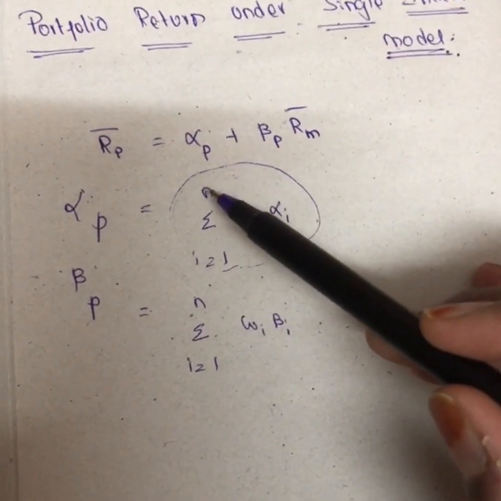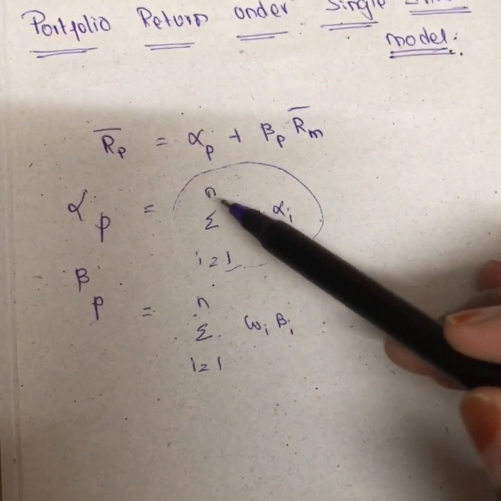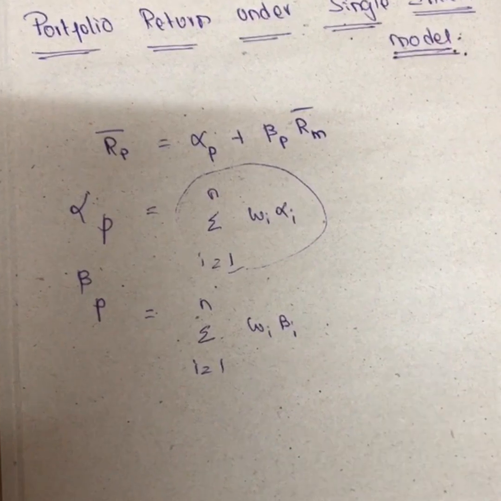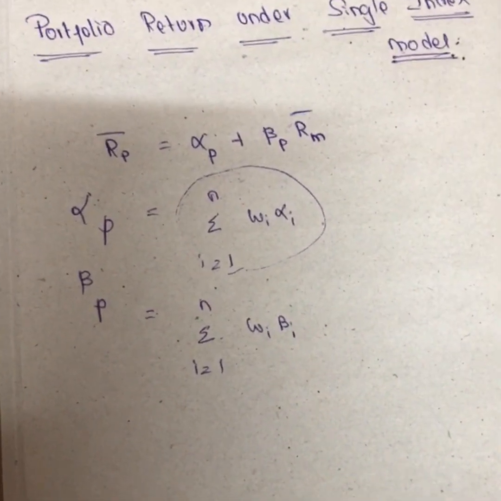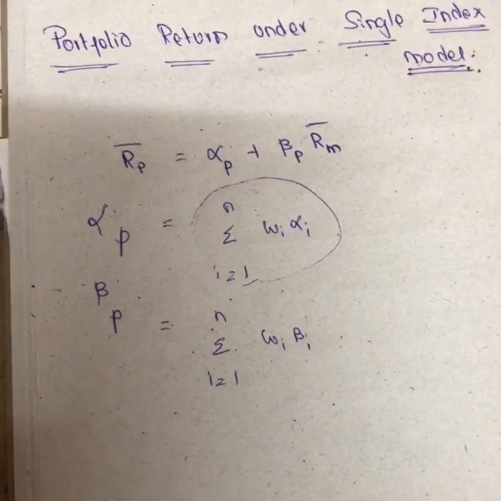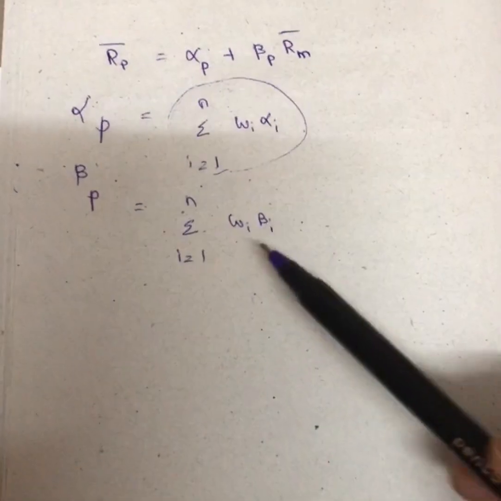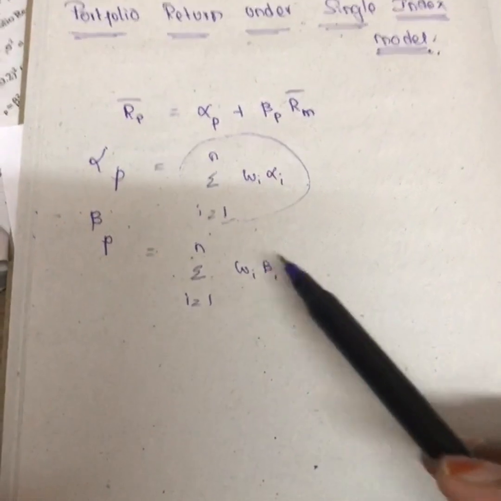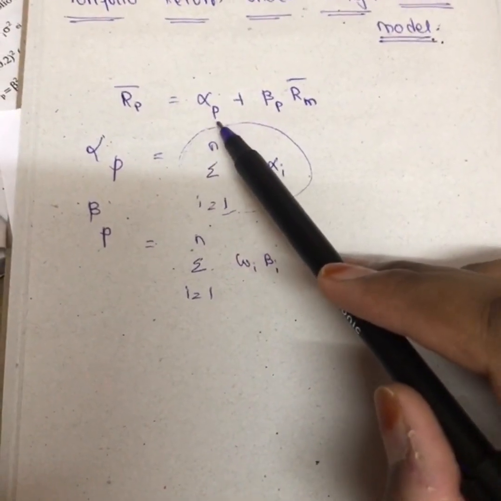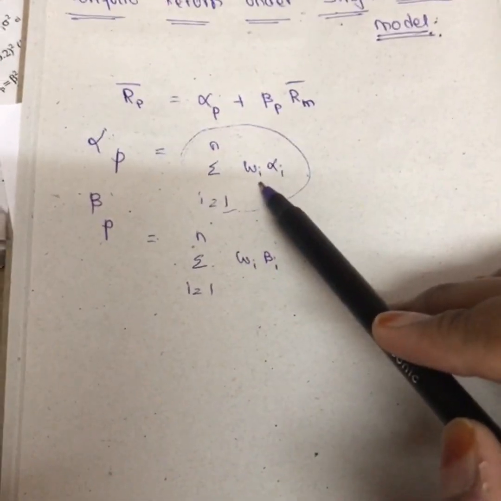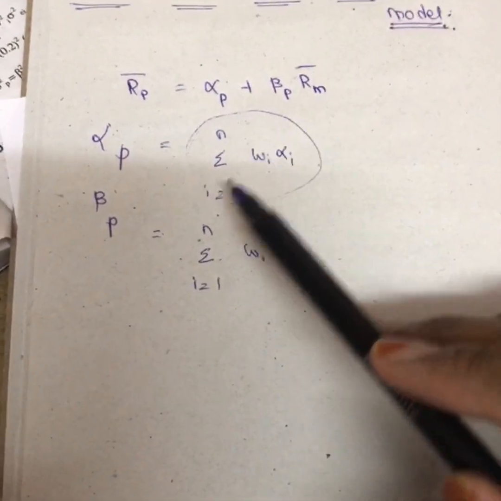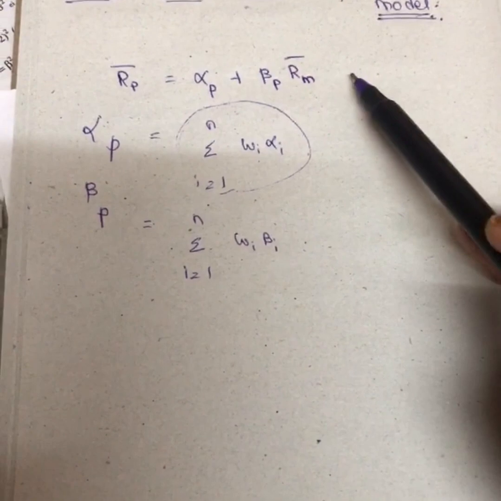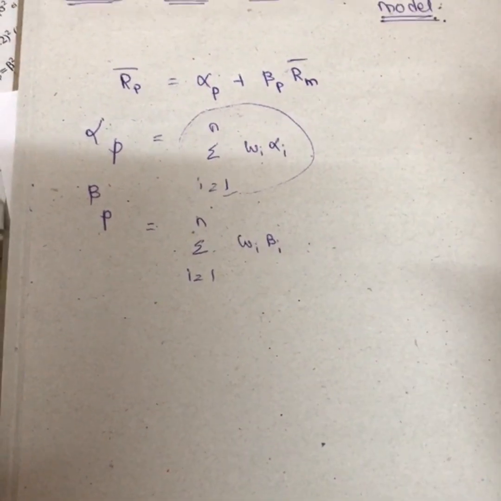Whenever you have this sum of i equals 1 to n, it means it can go to n number of terms. It is not limited to only 2 securities, it is limited to n number of securities. And for beta also the same, sum of i equals 1 to n of wi beta i. So the formula is alpha P, which we get by doing this, plus beta P, which we get by calculating this, multiplied by RM. RM will be given in the question.